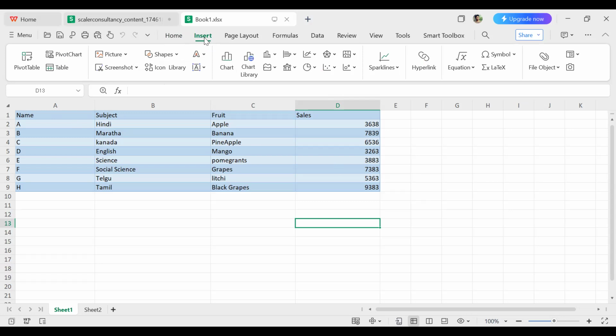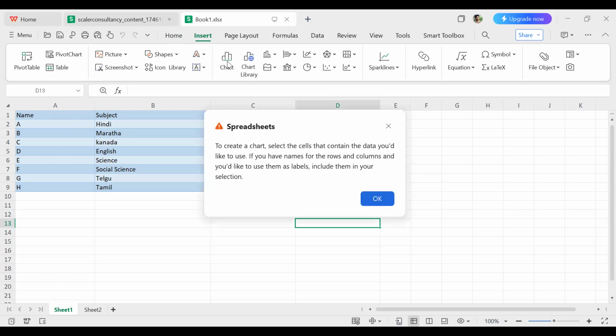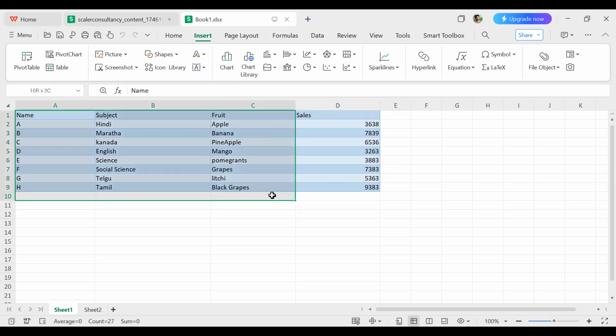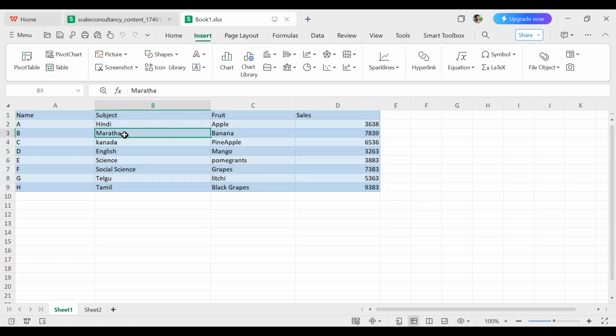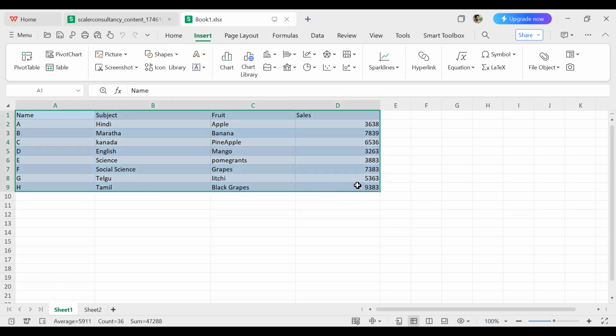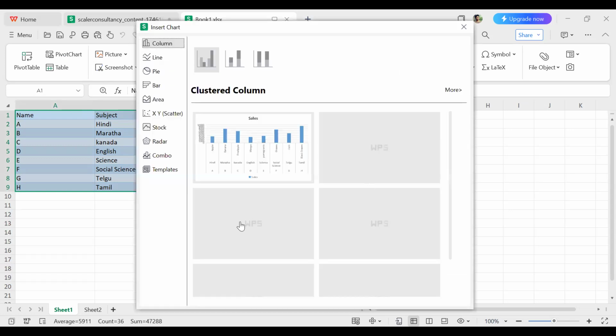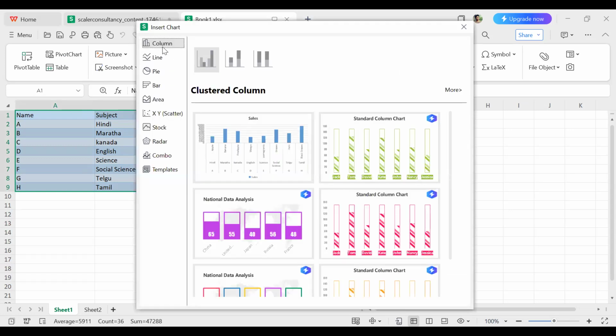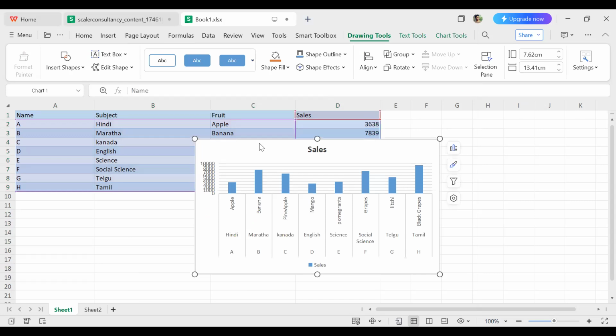So first you have to go to Insert and then click on Chart. First you have to select the whole table and then click on the chart. And you can see the different charts like column, line, pie, bar, area, XY scatter, radar, combo, template. So we can make the first chart by using a clustered column, and we can see here we got a chart of this particular data.